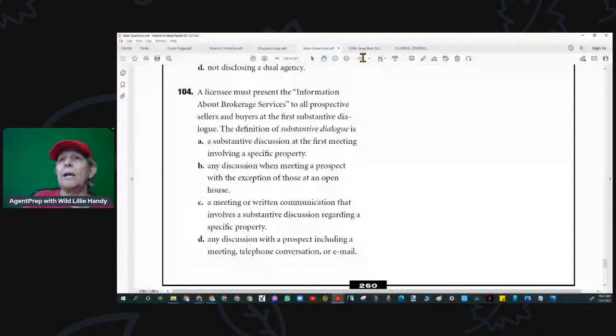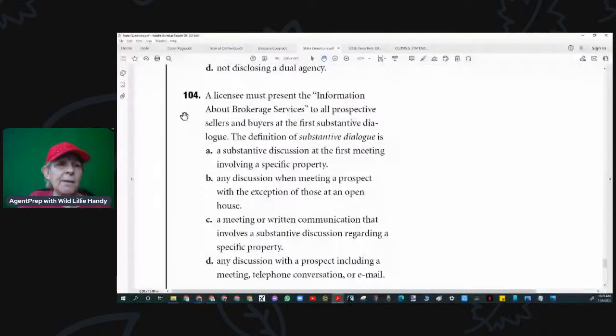Okay. 104. A licensee must present the information about brokerage services that we call IABS, that's the acronym, to all prospective sellers and buyers at the first substantive dialogue. The definition of a substantive dialogue is what? A, a substantive discussion at the first meeting involving a specific property.